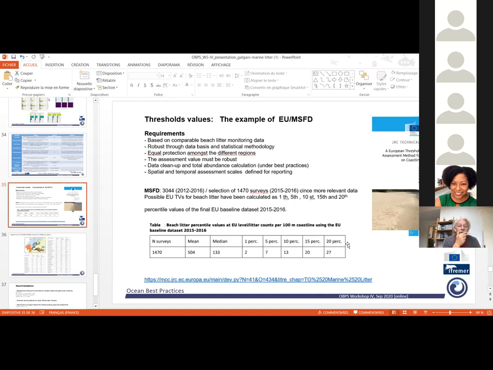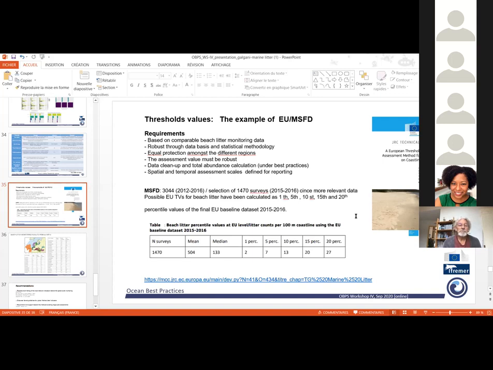And merging all of them is impossible. You cannot have just one value, and this is the reason we decided to work on percentiles. And at the end, we define Q15 as the value. So this is interesting because this threshold has been voted by the member states in Europe, and they all agreed on that. There was no vote against.